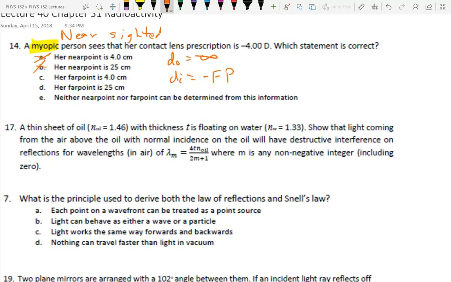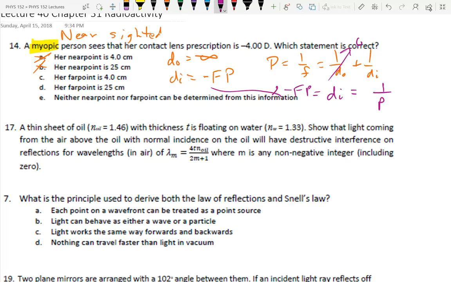And so then we just use our thin lens equation, power, which is 1 over focal length, is equal to 1 over distance object plus 1 over distance image. Well, 1 over infinity is 0, so I'm just going to put 0 for that one. And so then distance image is equal to 1 over the power, and that's minus the far point from what we've written right there. And so that's going to be 1 divided by minus 4.00 diopters.